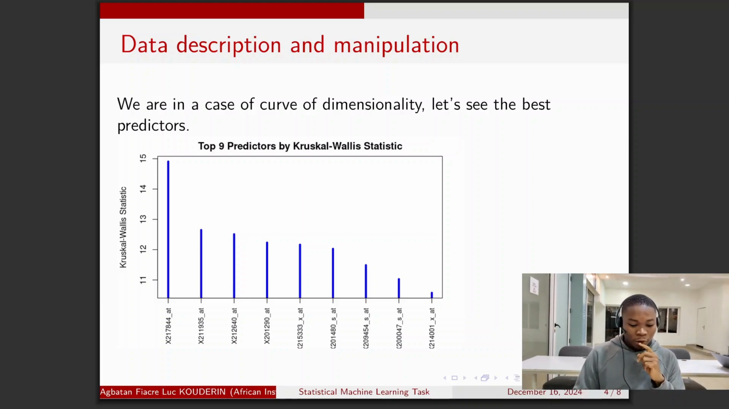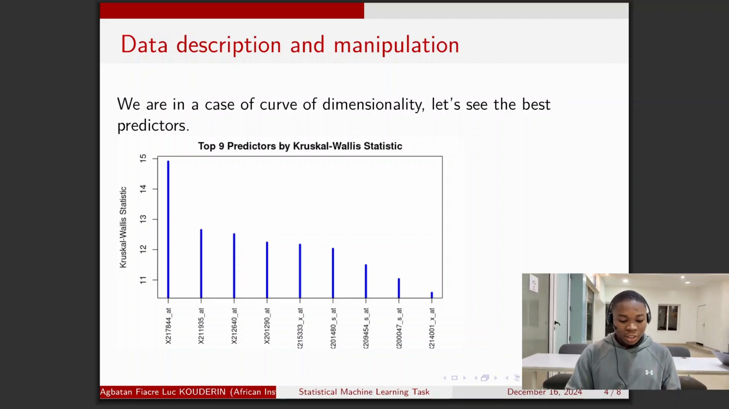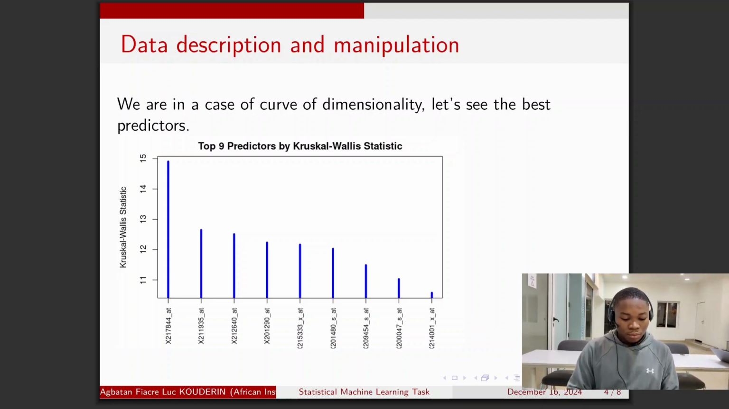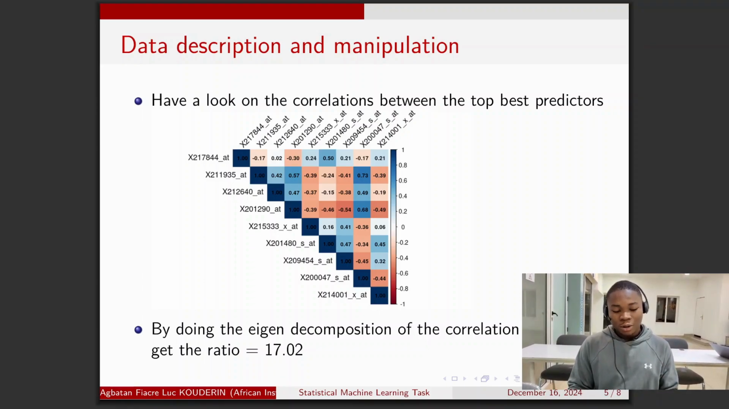That's why we perform a Kruskal-Wallis statistic. Here we have the plot of our top 9 best predictors. This is the best predictor according to this statistic, and as the statistic decreases, we have the other best predictors.